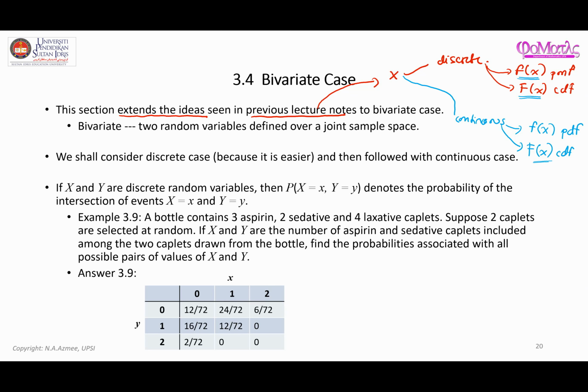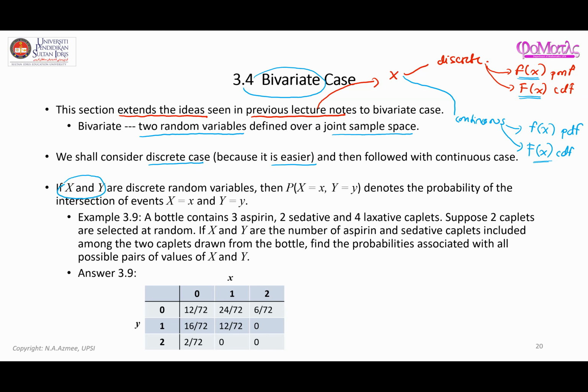So now in this video, we're going to look at the bivariate case. Bivariate means you have two random variables and they are defined together on a joint sample space. And we're going to consider the discrete case because it is easier, and then we're going to follow up with the continuous case.